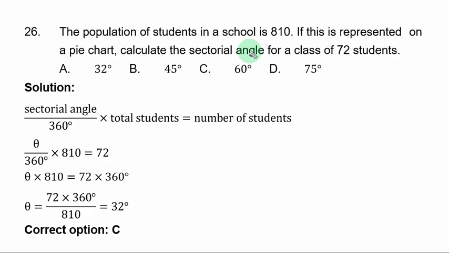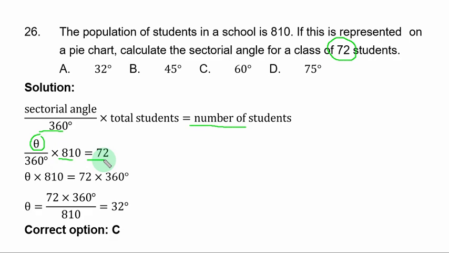Solution. For this question, normally we are given the sectorial angle and asked to find the number of students with that angle. The rule is sectorial angle over total angle 360 times total students. But now you already have the number of students and the total students, so you find the sectorial angle. So let the angle be theta over 360 degrees times 810 equal to 72.